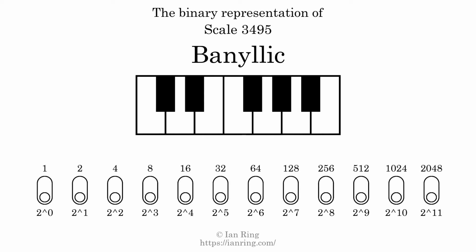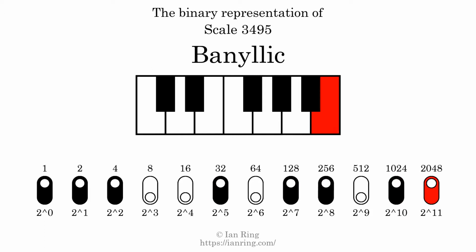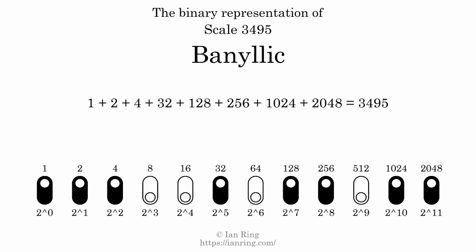The binary representation of this scale is determined by mapping tones of the scale to binary digits. Each binary digit represents a power of 2. To get the scale number, we add the powers of 2 together. The powers of 2 that are present in the scale, all added together, equals 3495.